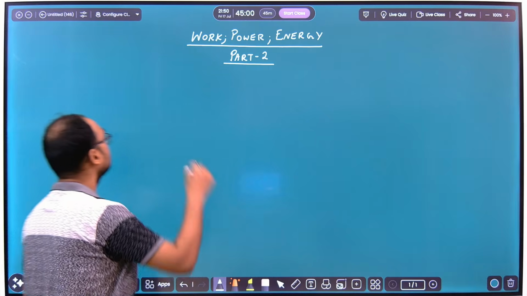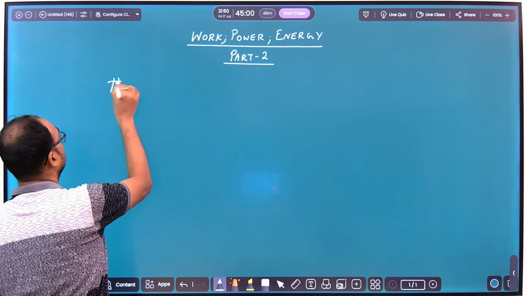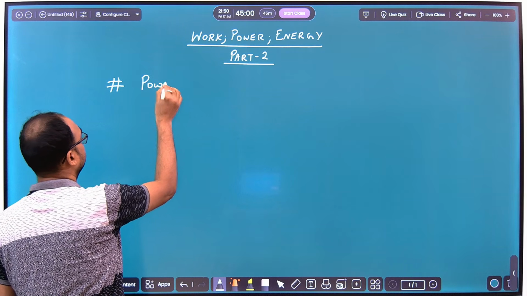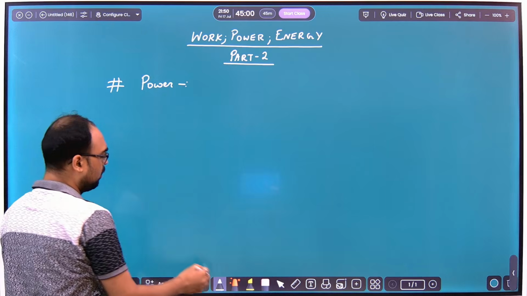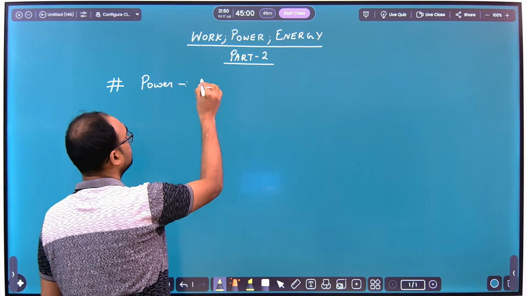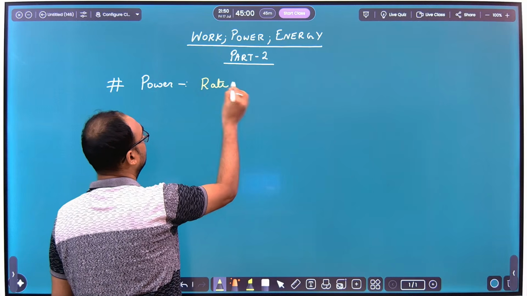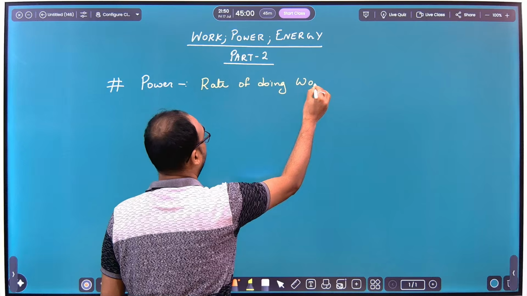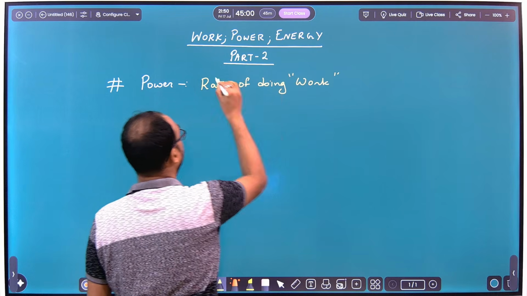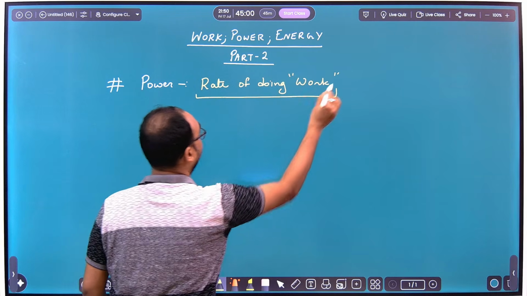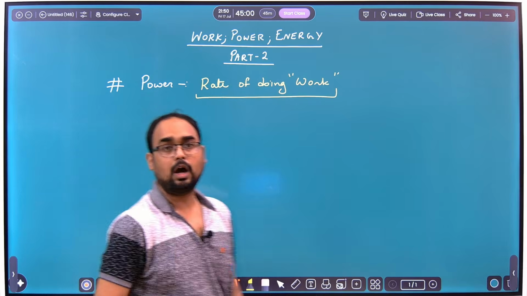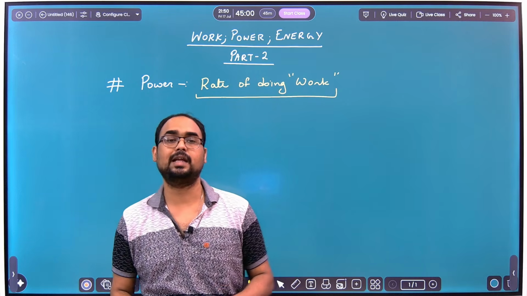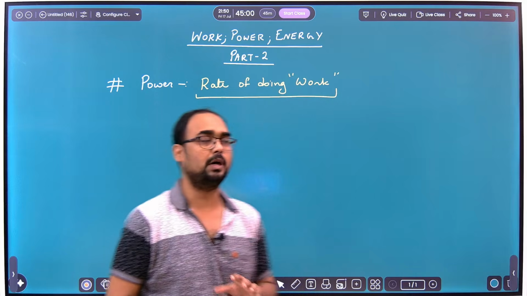So let's start with power. What is power? The simplest definition is rate of doing work. How much work you do in a certain amount of time is defined as power.